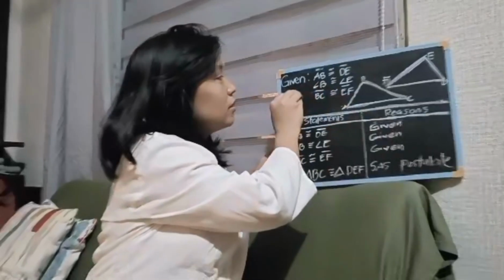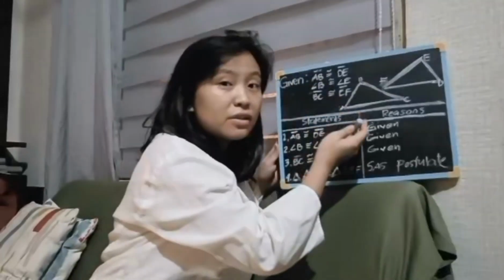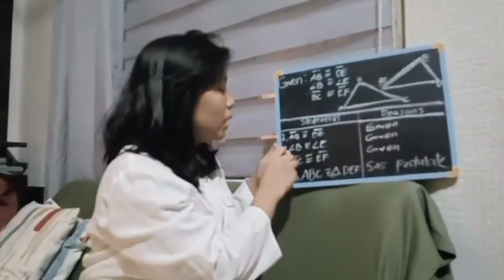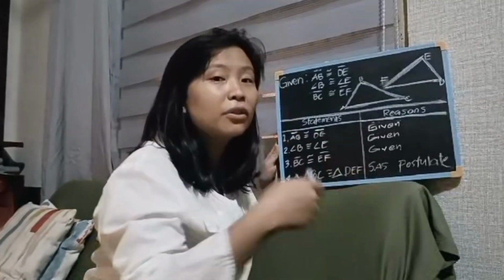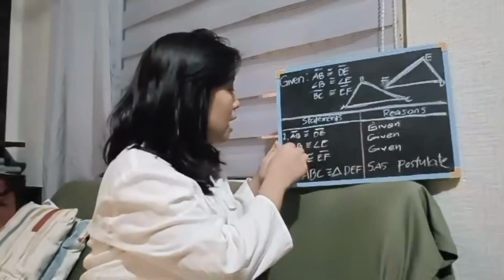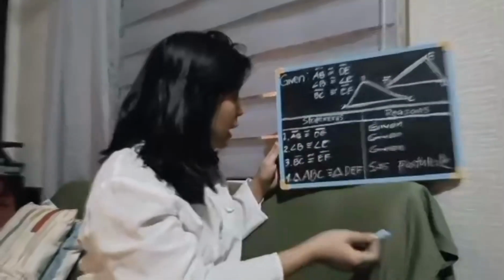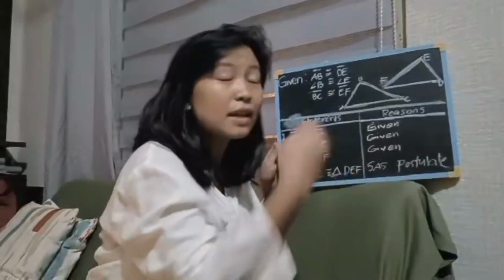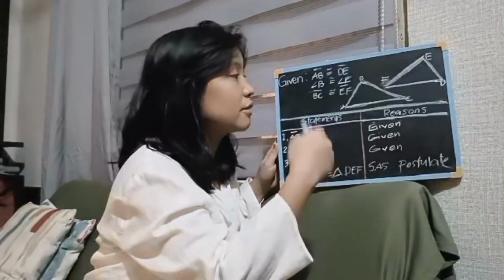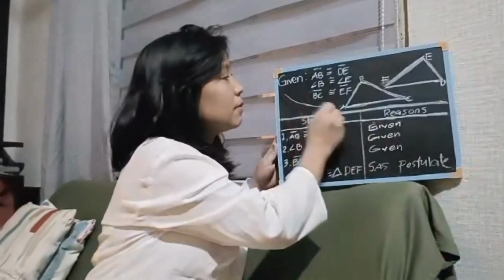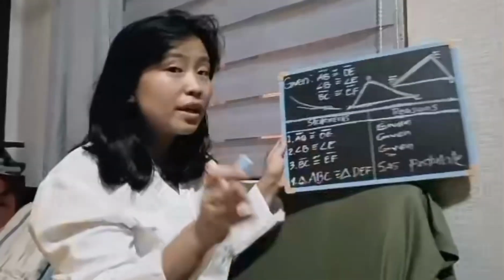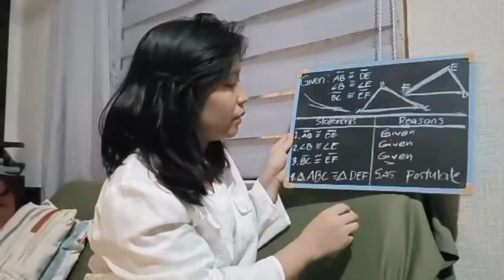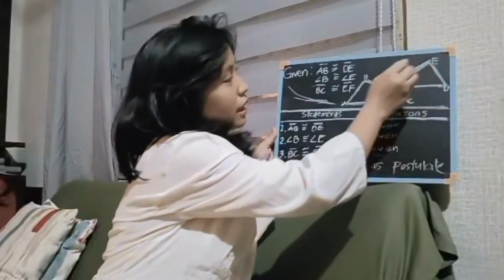We can see that in the given, so the reason is given. The second one is the same as the first, and also the third one, the last one. Angle B is congruent with angle E. Line segment BC is congruent with line segment EF. They have the same reason, which is given. So triangle ABC is congruent with triangle DEF.